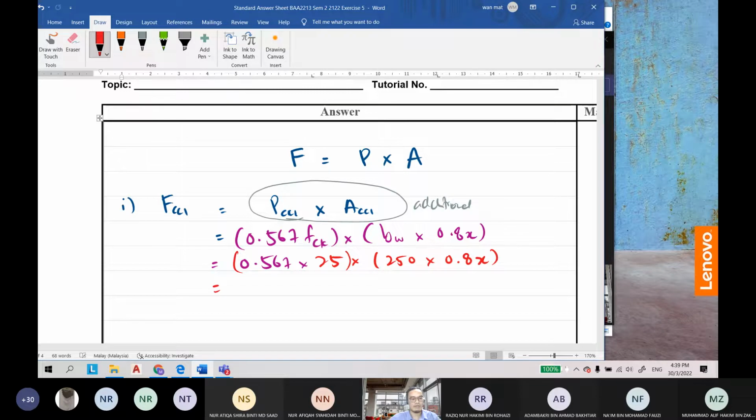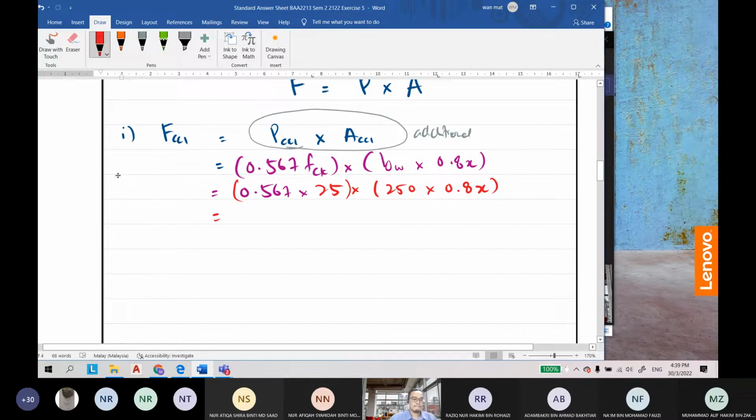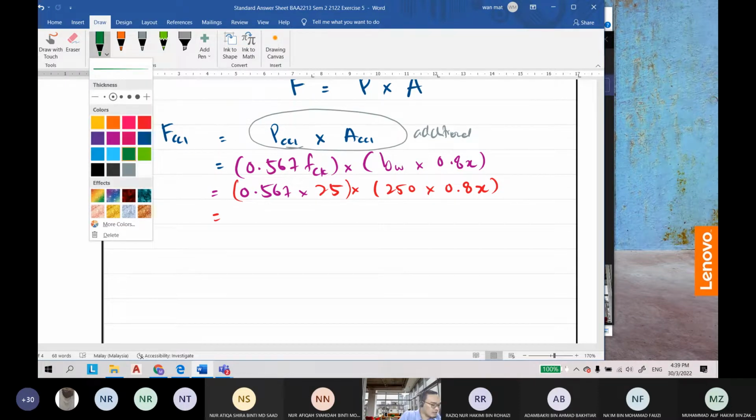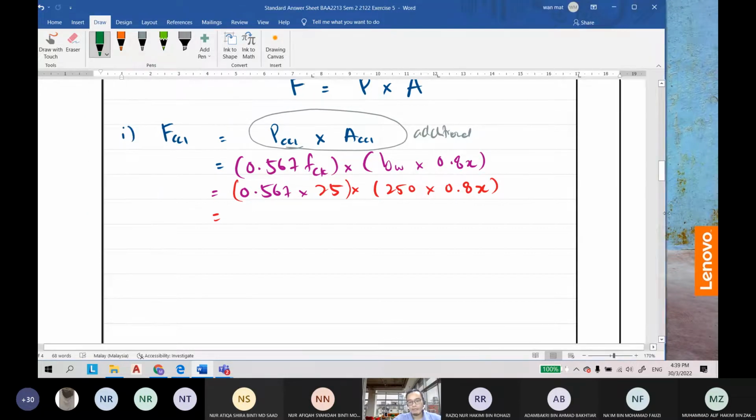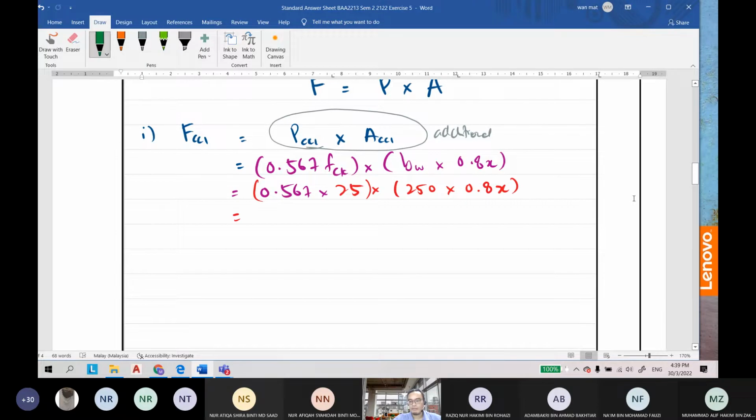So what is the value of FCC1 now? Please use your calculator. Anybody can give me the answer? The answer will be in the form of x. 2835x. Okay, good. 2835x. This is our FCC1.